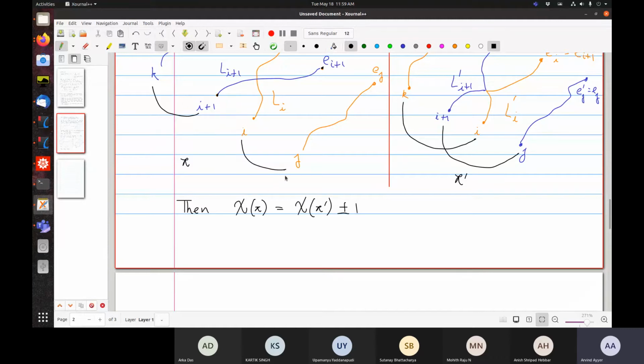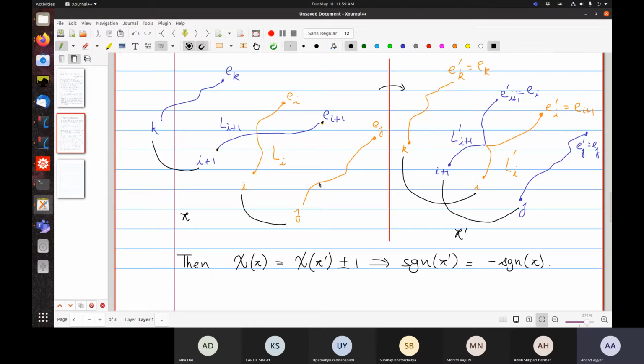So for example, if k were this side and j were the other side, then they would untangle. Here they get tangled. But even when k and j are in the same side, for example, if j were here in between k and I plus 1, then here they would have one extra crossing, and here they would have one less. You can easily see that this is the case. So that implies that the sign of pi prime is minus sign of pi. The parity changes. That's the key point.